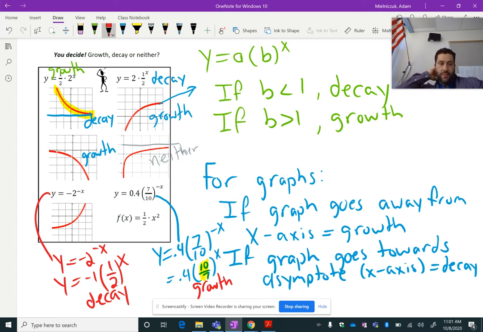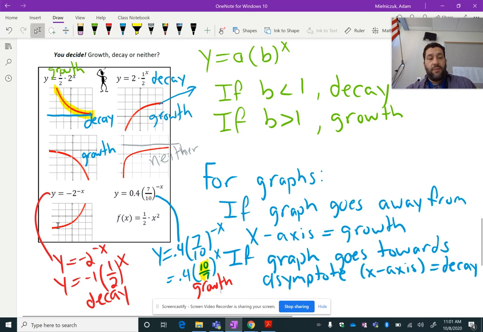Now, there are 2 more problems on here to do, but as I'm looking at it, I don't think we're going to have enough room to write it. But you can see that this one's going up, so this would be growth. Here, this isn't even in the right form, okay? It's not a times b to the x, so this would be neither.